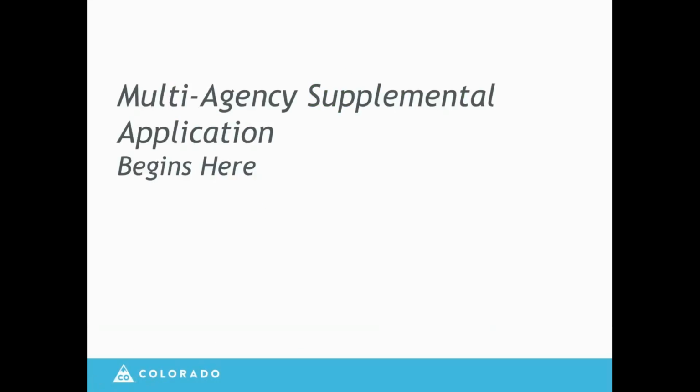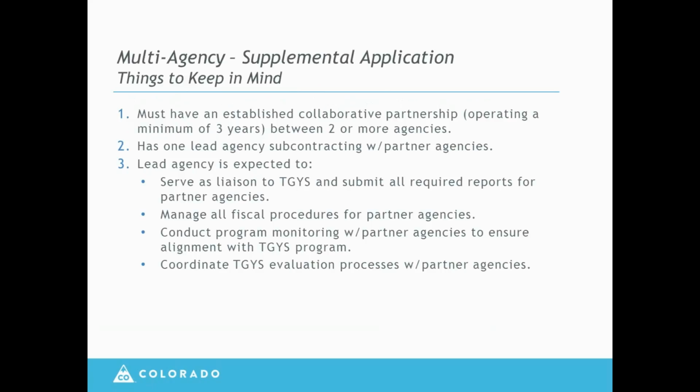Okay, so to begin with multi-agency, it will start here. Just a few things to review right up front. First of all, any agency who applied for multi-agency needs to have three key qualifications that we want you to know about. First of all, this is an established collaborative partnership between 2 or more agencies with a minimum of 3 years operating experience. One of those agencies will be the lead agency, and they will subcontract with the other partner agencies. The lead agency is the one who will receive the funding if they are approved and qualify for funding.